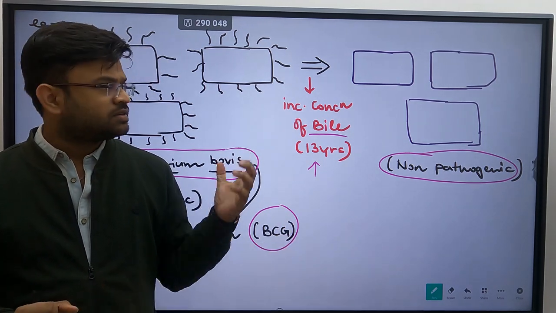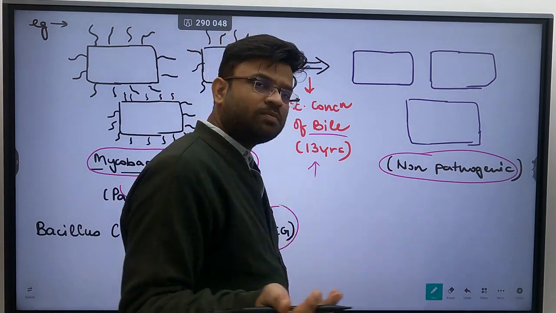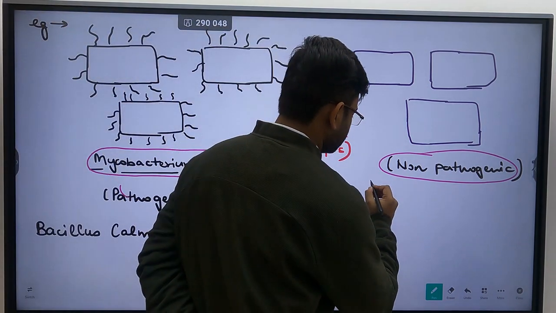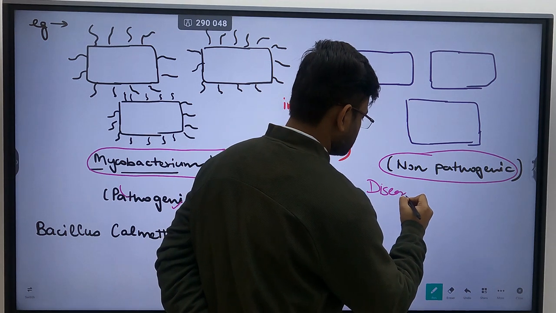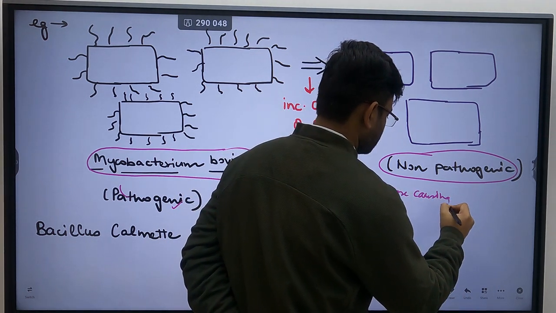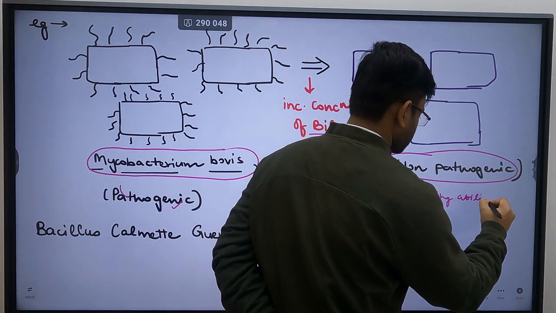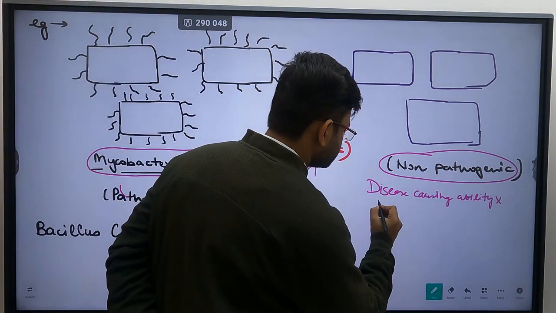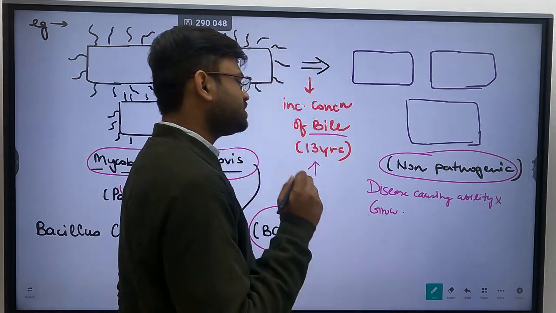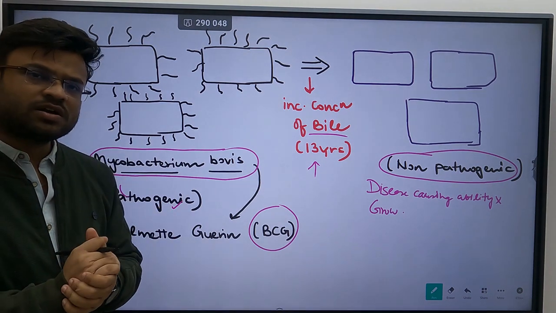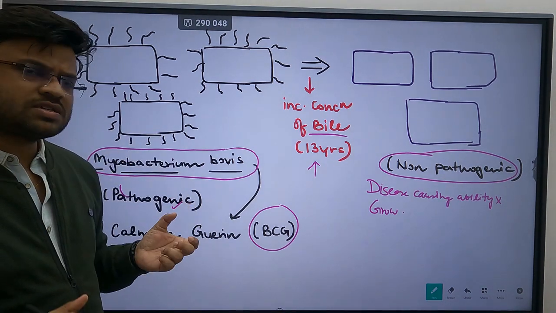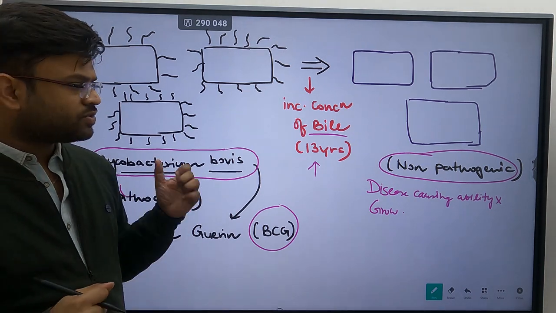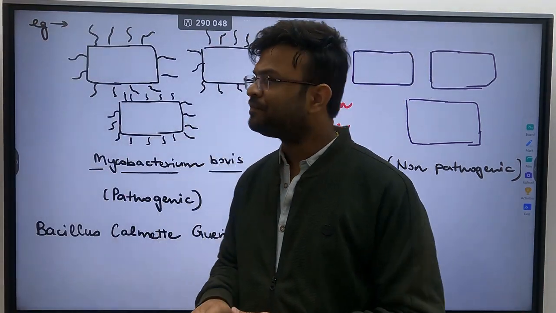Because of this, the disease causing ability is no longer present in this bacteria, but it has the capacity to grow. Disease causing ability is no longer present, but it has the capacity to grow. So this is the concept, or this is the case study regarding Mycobacterium bovis. It is also called BCG. So you should be knowing about this. Let us move on to the next slide.